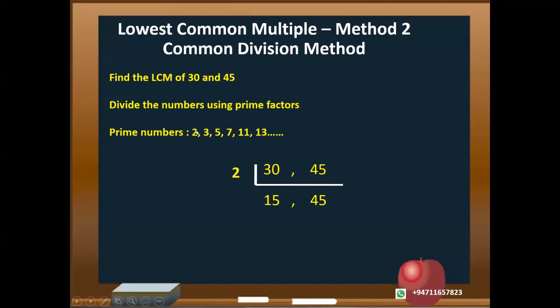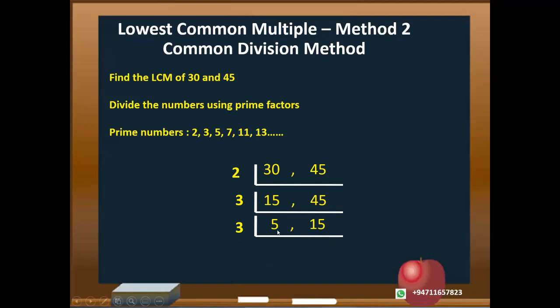So 15 and 45 are both odd numbers, so they cannot be divided by 2. Therefore, we have to check the next prime number, that is 3. Yes, 15 and 45 both can be divided by 3. So 15 divided by 3 is 5, 45 divided by 3 is 15. Then you have to check again whether 5 and 15 can be divided by 3 without any remainder. 5 cannot be divided by 3, but 15 can. So you can divide again by 3.